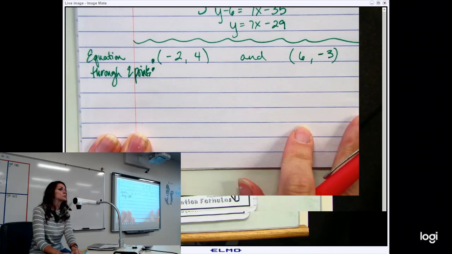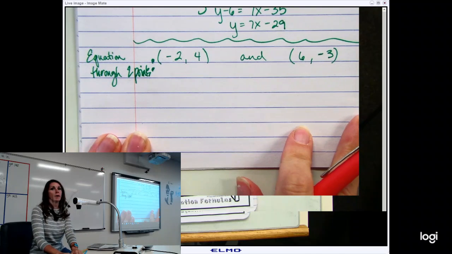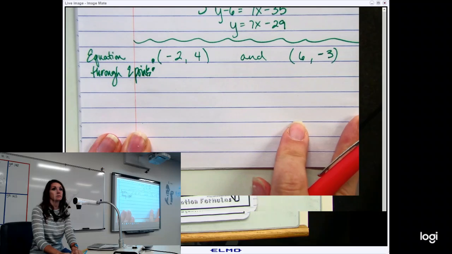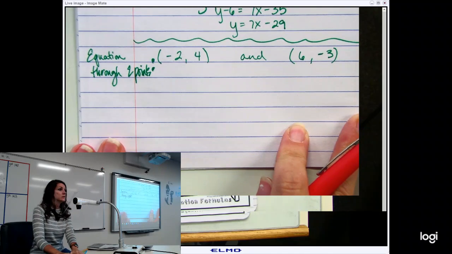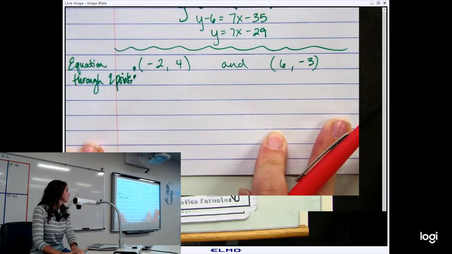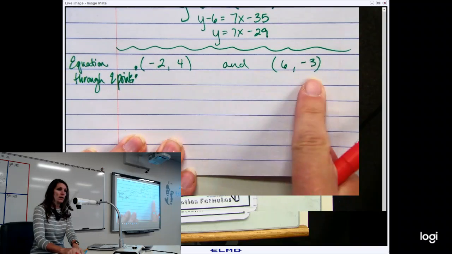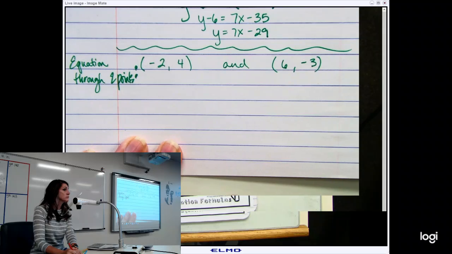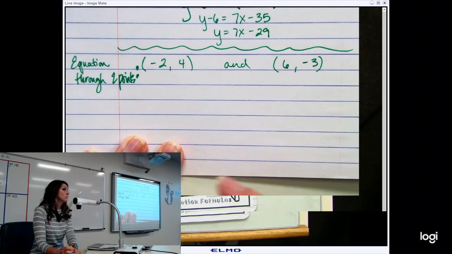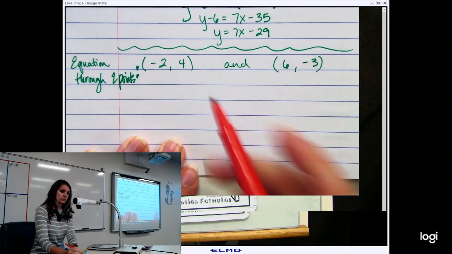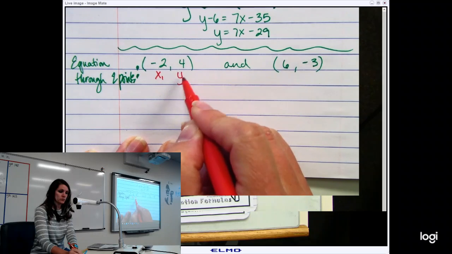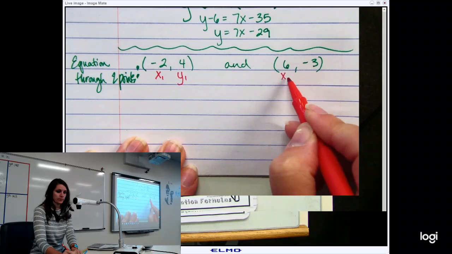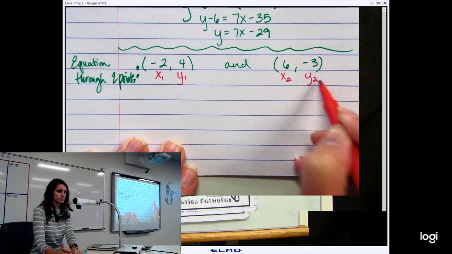What's something that's really important when we're talking about lines? We need to know its slope, all right? You guys have enough knowledge to know how to figure out the slope between those 2 points. So go ahead and do it. And I'll go slowly up here, and then you can compare.